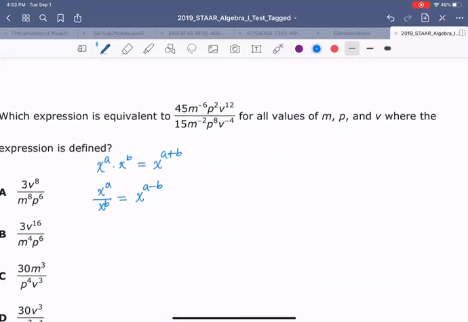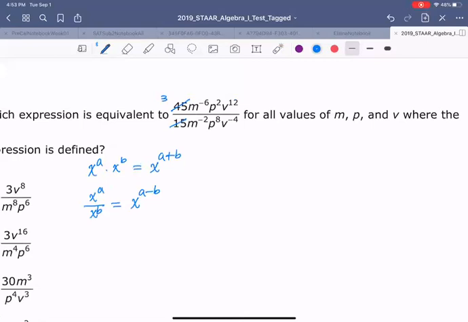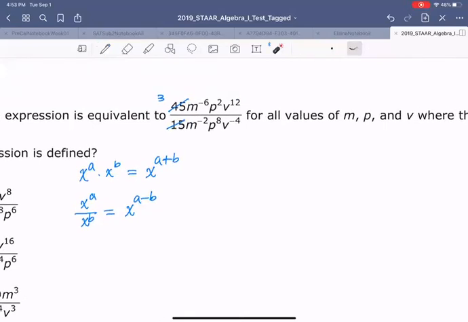So 45 over 15, this one for sure, that's 3. And when you have a -6, -2, you might get confused over here. It's okay. You can leave the negative on the top. You can just treat everything the same: -6 minus -2. That's okay. And then p to the power 2 minus 8. And then v to the power 12 minus -4.